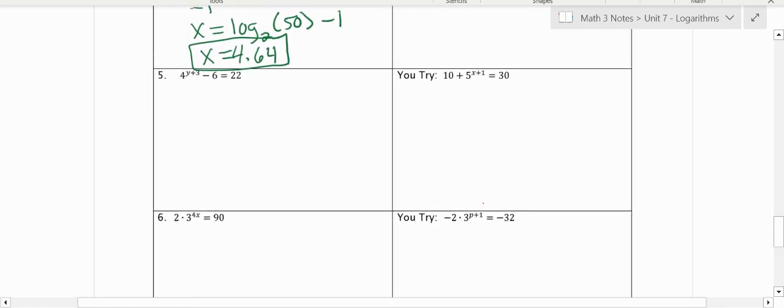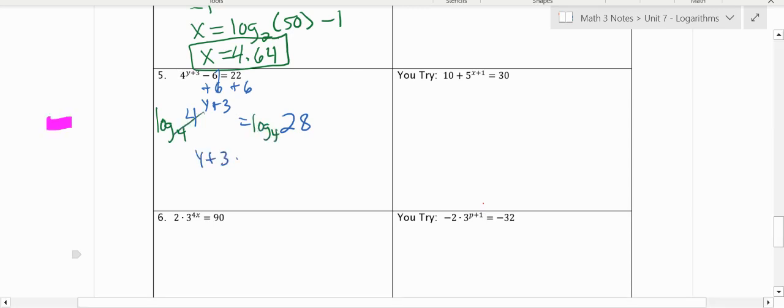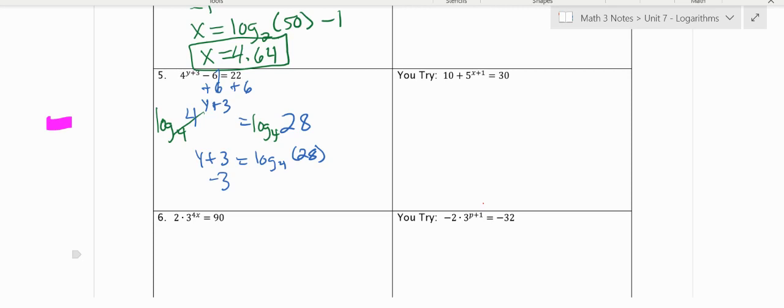The next two are the same thing, so I'm going to get my base by itself. 4 to the y plus 3 is equal to 28. Then we do log base 4 of each side. y plus 3 is equal to log base 4 of 28. Log base 4 of 28 is just a number, and then we're going to subtract 3 from each side.